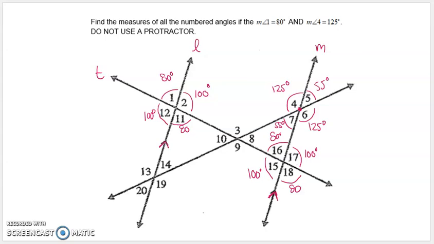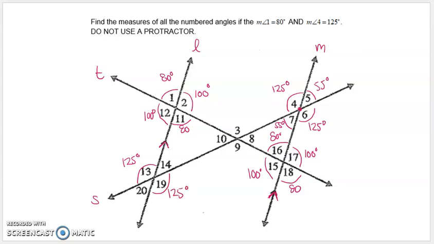Now we can use the fact that along, I'll call it transversal S, along transversal S, L and M are parallel. That means that angles 4 and 13, for example, are corresponding angles. So angle 4 and 13 would be congruent. 13 would be 125 degrees in measure. 4 and 19 are alternate interior. It's also a vertical angle to angle 13, so this would be 125 degrees.